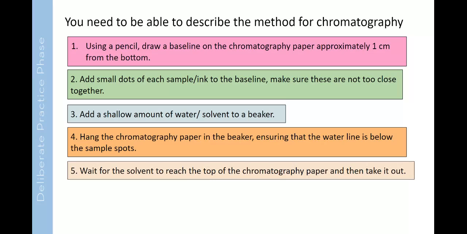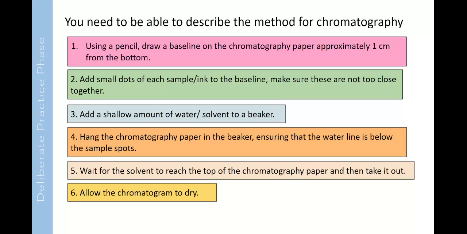So once you've got your chromatography paper sitting on top, hanging into the glass, and the bottom of it's just touching the water, what you need to do is wait for the solvent to reach the top of the chromatography paper and then take it out. Now, this happens faster with actual chromatography paper. If you're using just normal paper from home, it does take a little while longer.